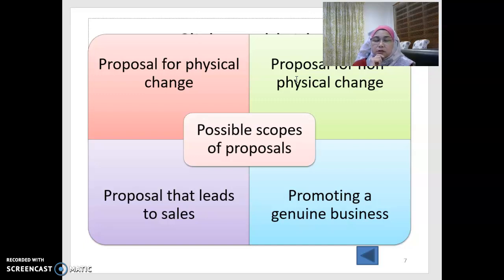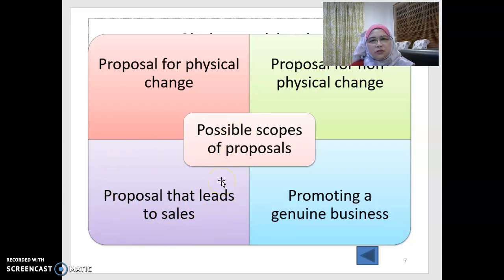It used to be the problem with connectivity, in terms of the internet. Cellcom seems to be doing a good job, but maybe you feel that it is not providing you the optimal speed. So that can be considered a proposal for non-physical change, something that you can't see, but it's something that everybody needs.